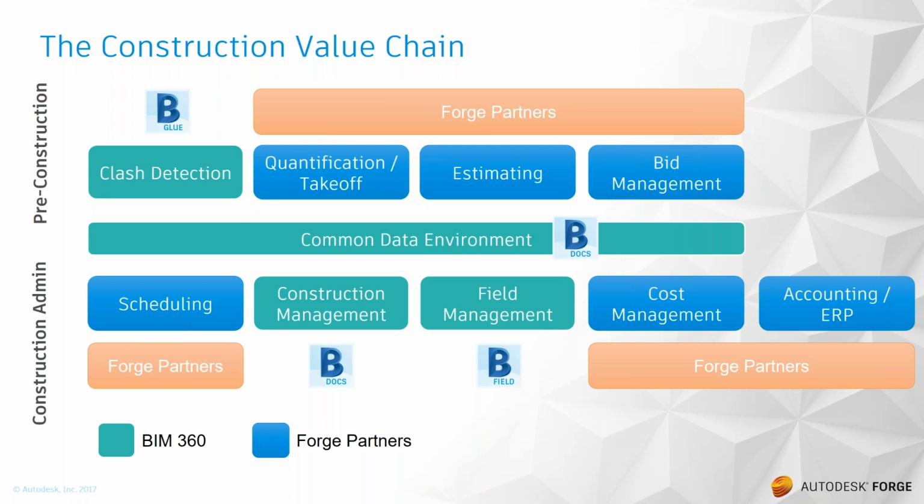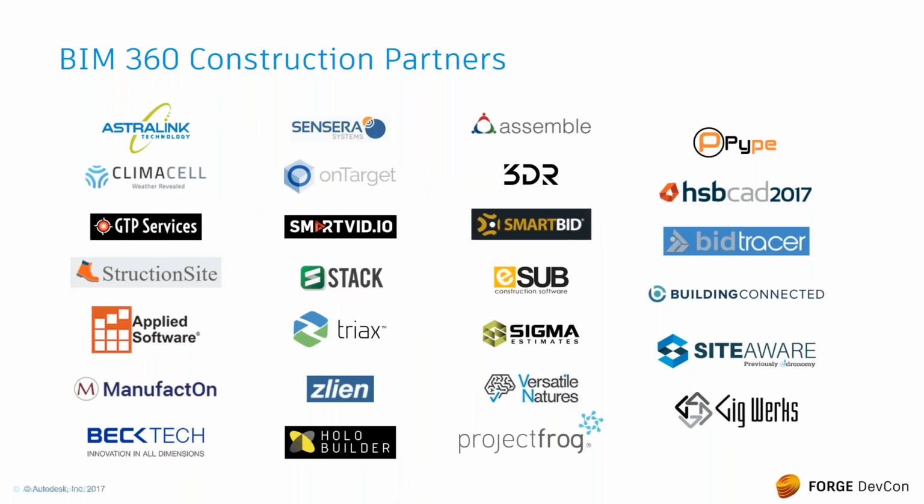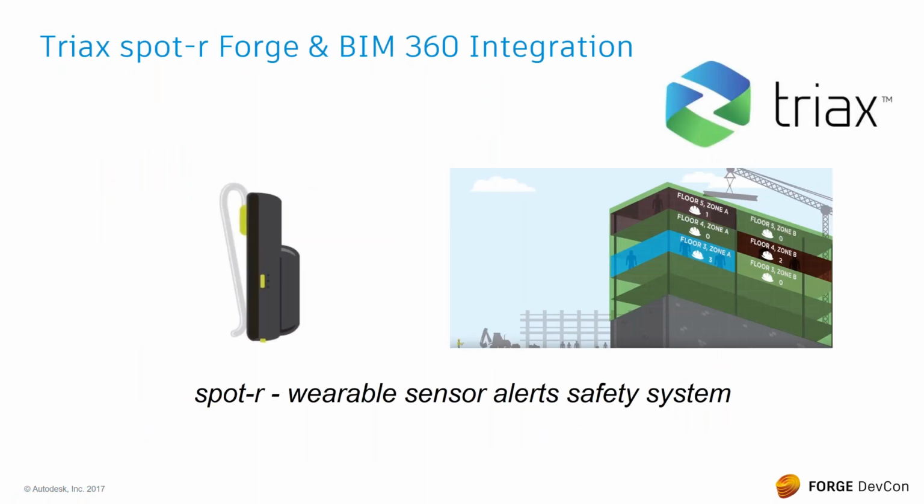It has those APIs in there that'll let you actually go ahead and do that. Just to give you an example, we've got something like 50 partners now that have built applications on top of BIM 360 using our Forge data management API. One of those partners is a company called Trex.